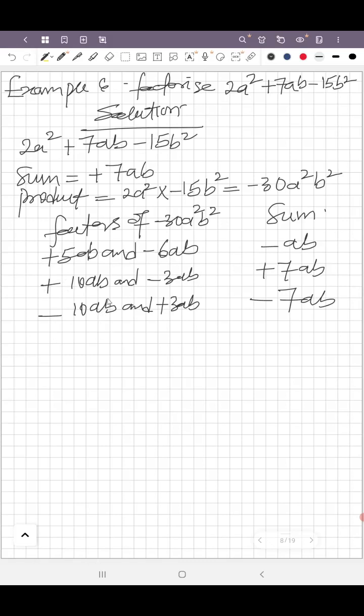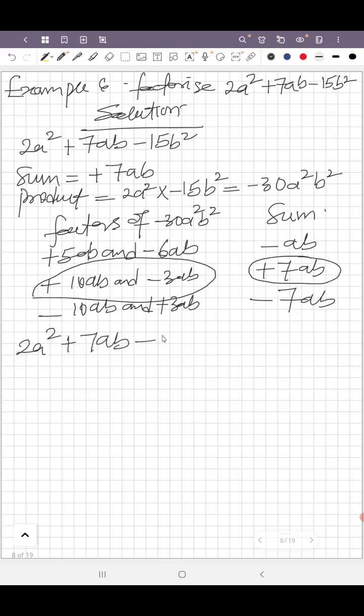So what we need, our sum should be plus 7ab and our product should be minus 30a square b square. So this is exactly what we need. This is the factor we need. This is the sum that we need. So let's write the equation again. We have 2a square plus 7ab minus 15b square.